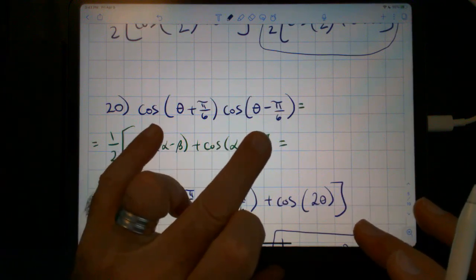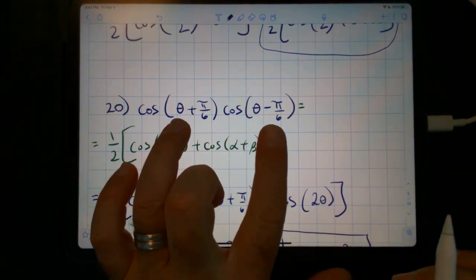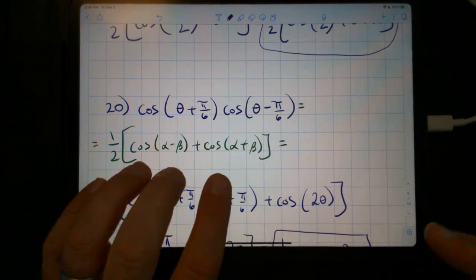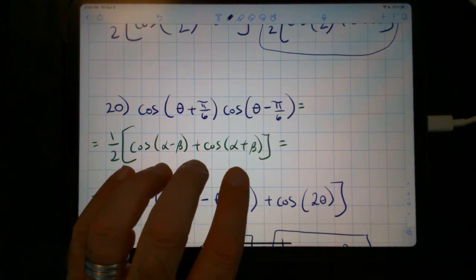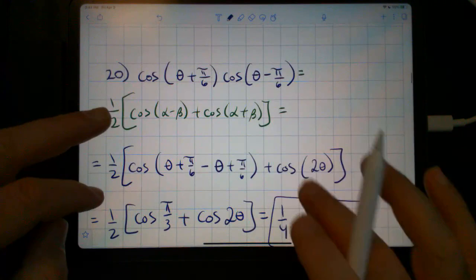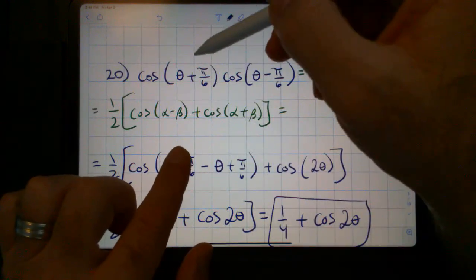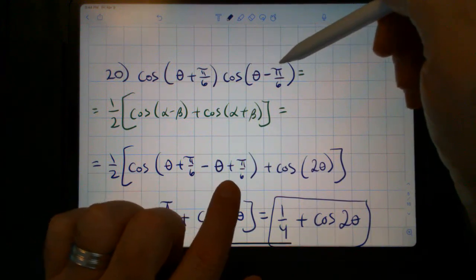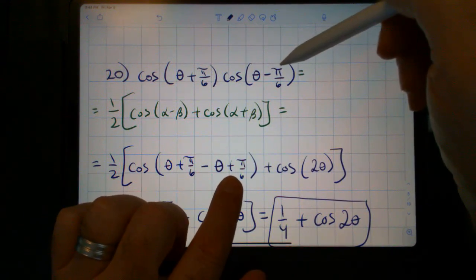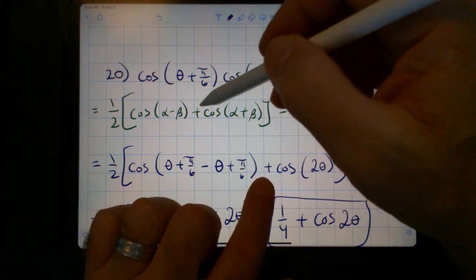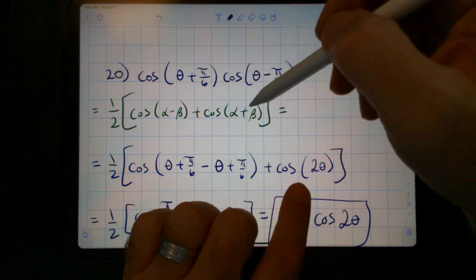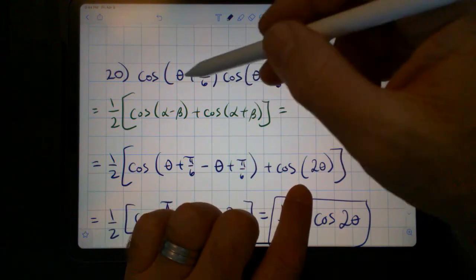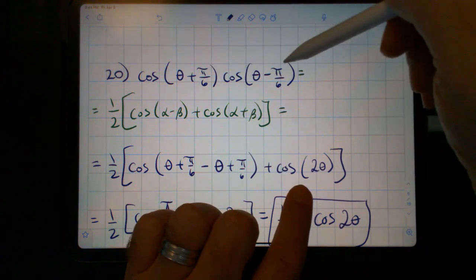20, we have cosine of one angle times cosine of a different angle. The basic structure is this. So we have 1/2 in front, and then cosine of the difference of the two angles. So you have the first angle minus the second angle. Don't forget to distribute that negative. And then plus cosine of the sum. So when I add these two together, the pi over 6's are absorbed.